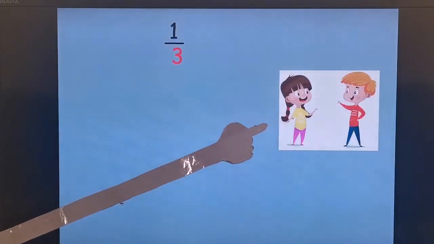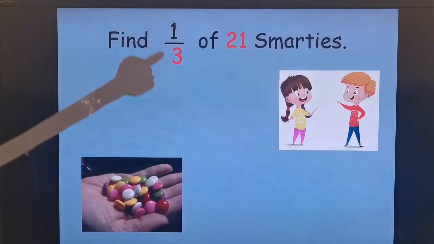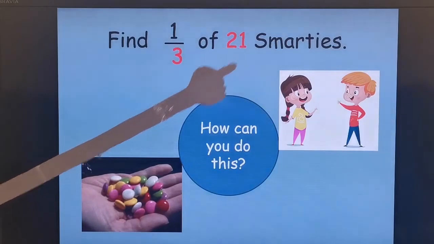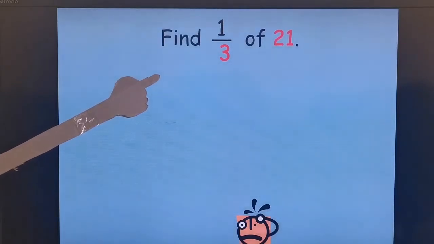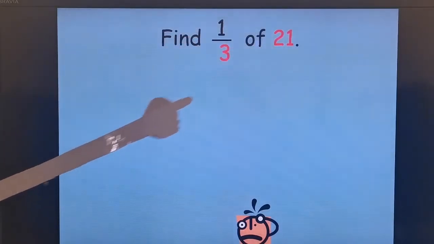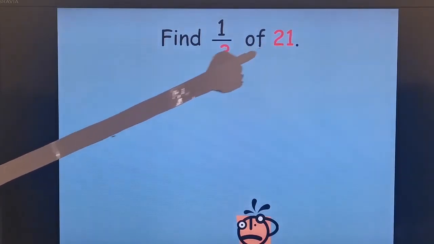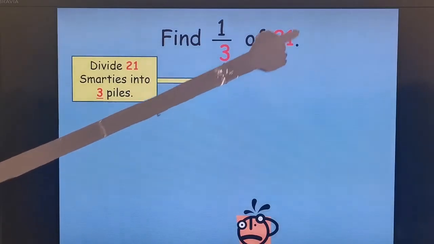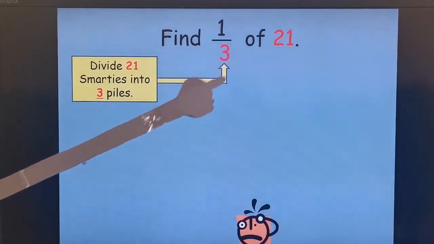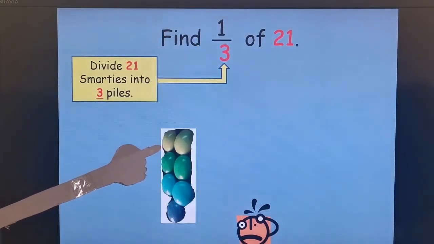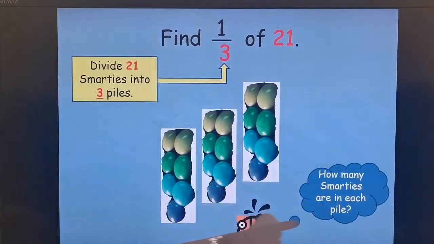All right, we have another couple here and they are asking another question about Smarties. This time, find 1/3 of 21 Smarties. How can you do this? Okay, who will tell me how to find 1/3 of 21? What are we going to do? You just care about these two numbers. We divide the 21 into 3 piles, into 3 equal groups. Let's do it. 1, 2, and 3. How many Smarties are in each pile?